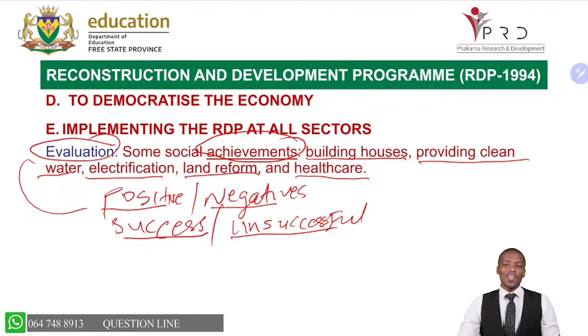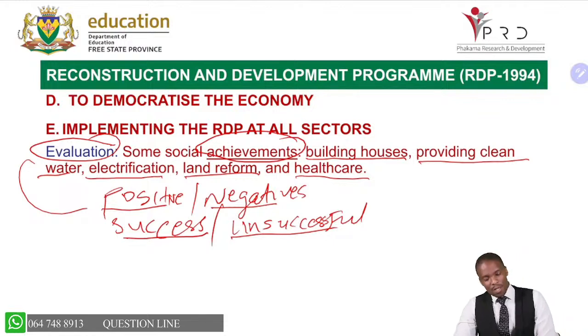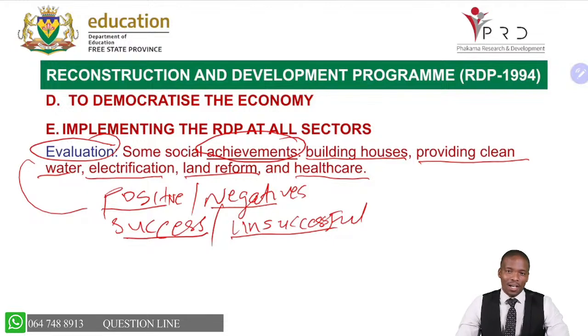However, you can also argue on the negatives and say there's still millions of people in South Africa that do not have access to housing. There's still millions of people in South Africa that even if they do have houses, those houses do not have access to water and electricity. And there are those people that still have their land have been taken because of the laws of the past. And that land has not yet been given back to them. That is through the land reform.